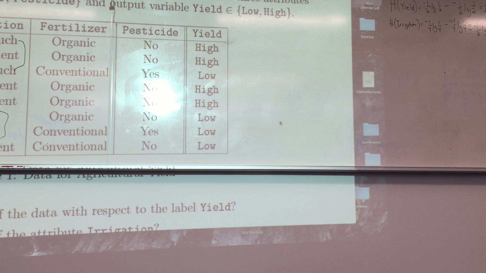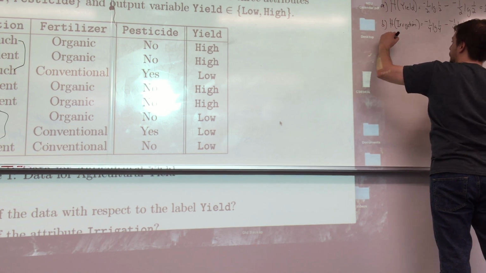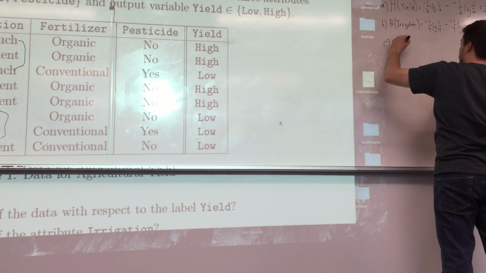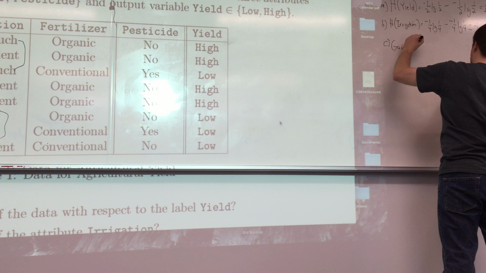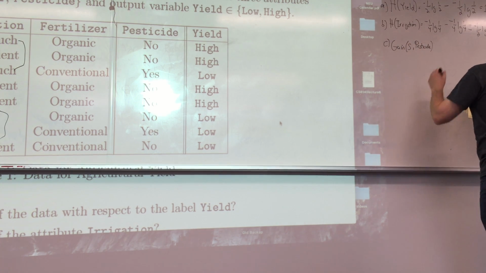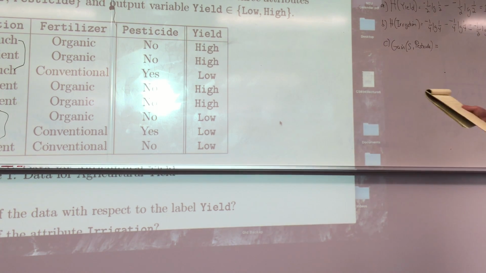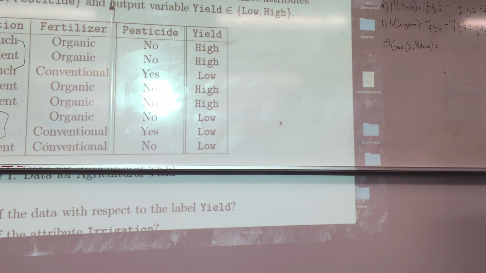Any questions? Okay, this is A, this is B. C is gain of the data given pesticide. The numbers themselves should actually be positive because the log is the negative. There should also be a minus in front of the first negative. Just way too many negative signs. So it should just be minus the value, because the log makes the value positive.